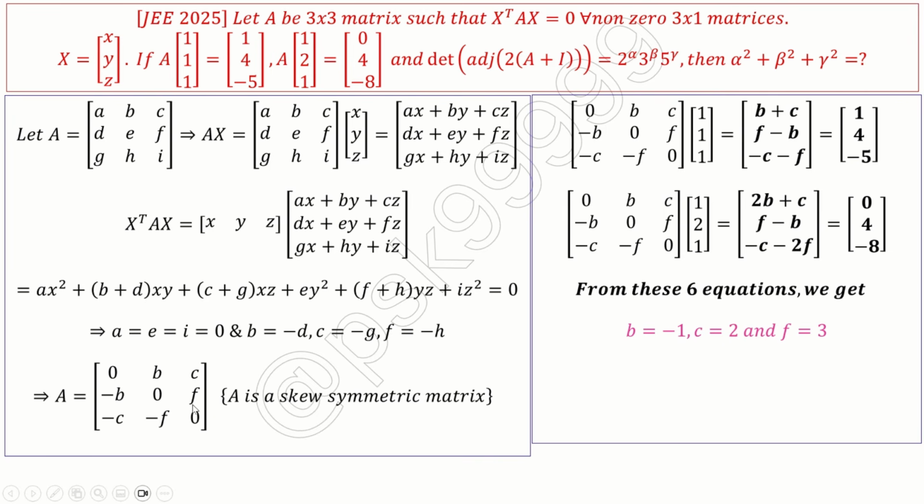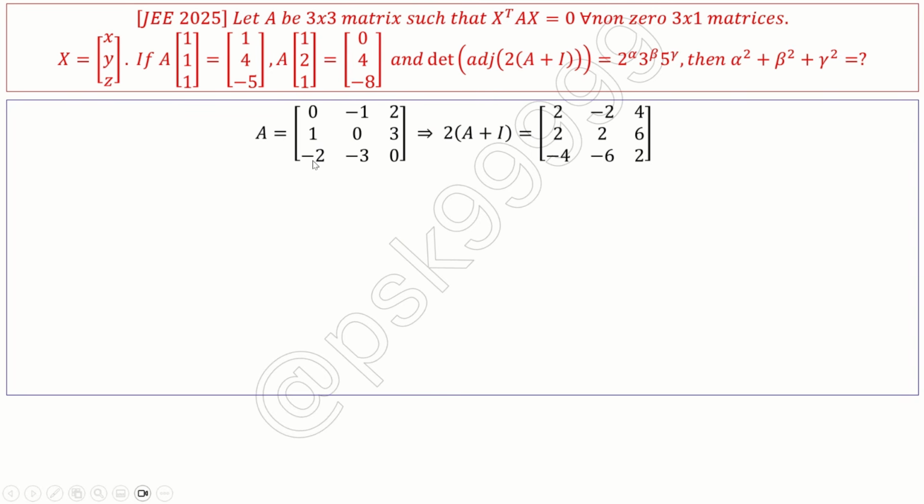Now I got my matrix. Now I need to find this value, so let's do the second part. This is my matrix. 2 times A plus I is nothing but this matrix. Now the adjoint of this and its determinant. The determinant I found out here is 120.